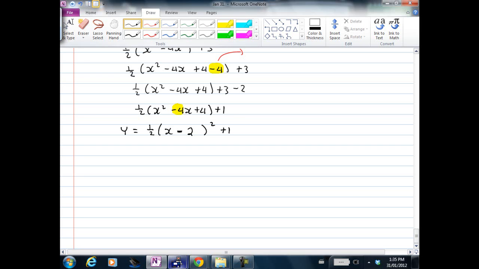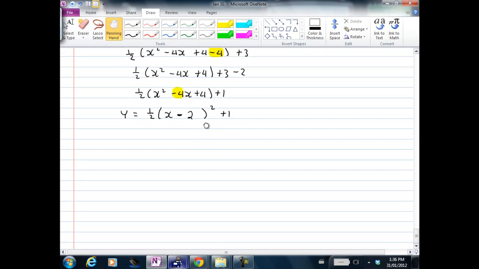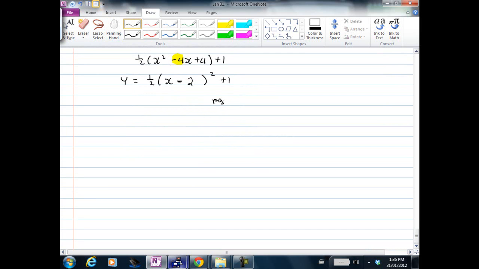From here, you can do whatever you like. Vertex, all that lovely stuff. But I think I'm going to give you some practice questions for now before I go back to this. Just to practice. There will be more questions later, but I want you to practice completing the square. We will continue on this in a second. Page 193. You're going to do number 3.